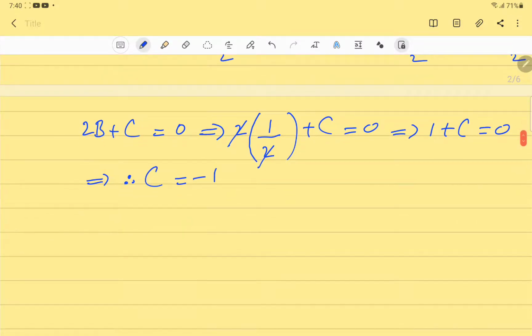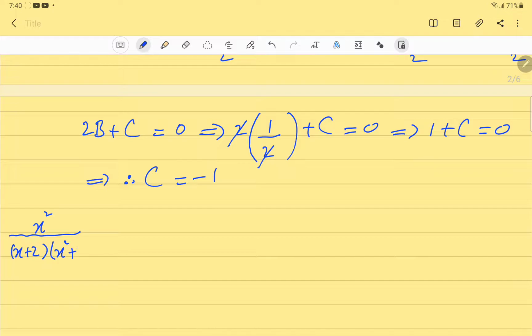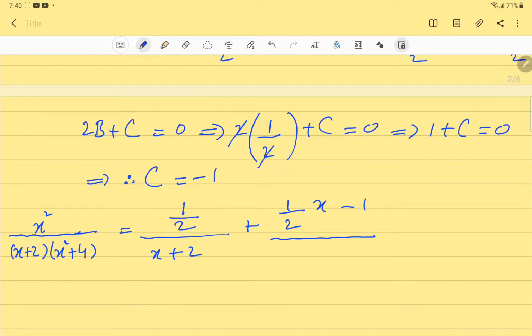Now we have found all the three constants a, b and c, so we can write our partial fractions. X squared over x plus 2 into x squared plus 4 is equal to 1 over 2 over x plus 2 plus 1 over 2x minus 1 over x squared plus 4.